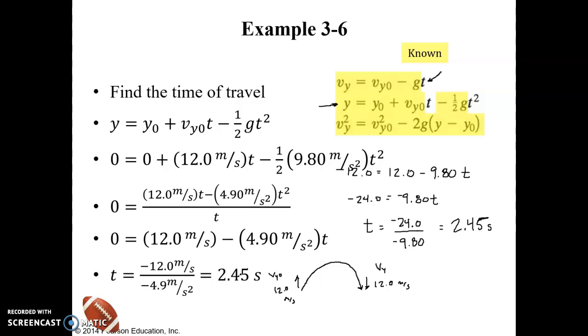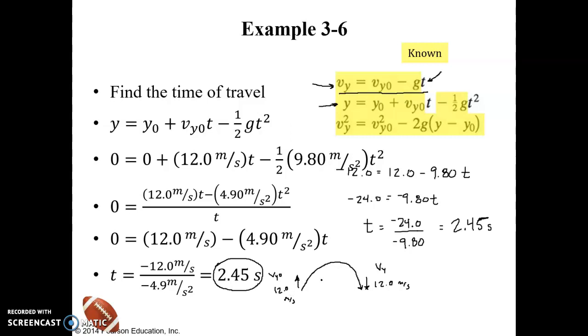2.45 seconds. So we get the same solution with a little less algebra. This is a little bit simpler equation. And I think the reason why the textbook author didn't use it is because to use this equation, we have to take the logical leap of faith, if you will, that the final velocity as it comes back down is equal to the velocity when it went up.